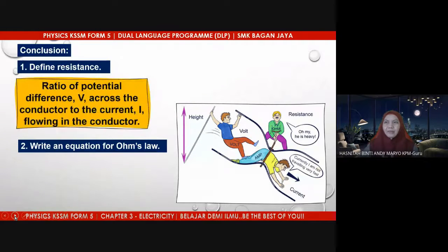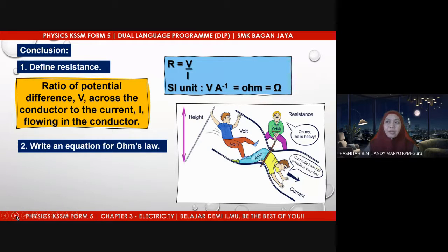So resistance we can write in words as a ratio. From the formula R equal V over I, the gradient, we can write in words, resistance is the ratio of potential difference across the conductor to the current flowing in the conductor. So this is what is meant by resistance in words. Okay, this is the formula, resistance or ratio, potential difference across the conductor to the current flow.